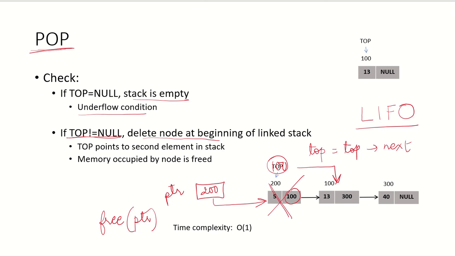Now the first node has been removed and it has been popped out. So it is no longer part of the stack, and the top now is pointing to the next element in the stack, which has now become the top of the stack. So this is now the topmost element in the stack. This is how a pop operation takes place if we are using a linked list.